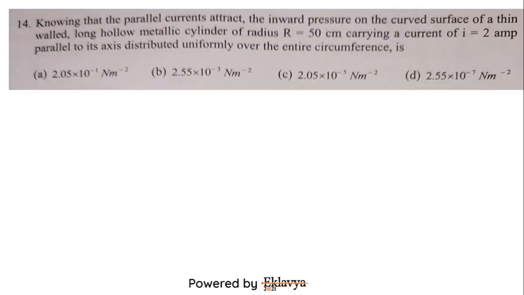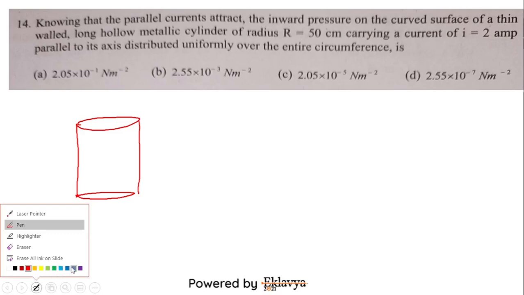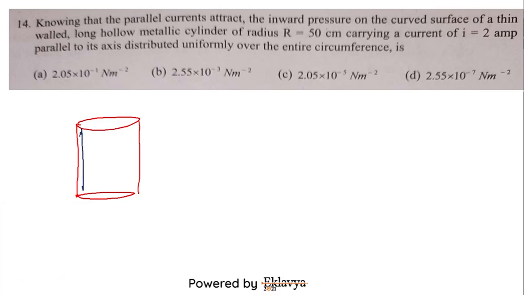So the next question says that there is a hollow metallic cylinder. The radius is given to us, and it is carrying current of 2 ampere parallel to its axis, distributed uniformly over the entire circumference. So the current is flowing on the surface of this cylinder like this. Okay. So because of this current, there will be some magnetic field at the center, and this magnetic field can be written by using the expression for magnetic field due to an infinite wire. So mu naught I by 2 pi r will become the magnetic field.